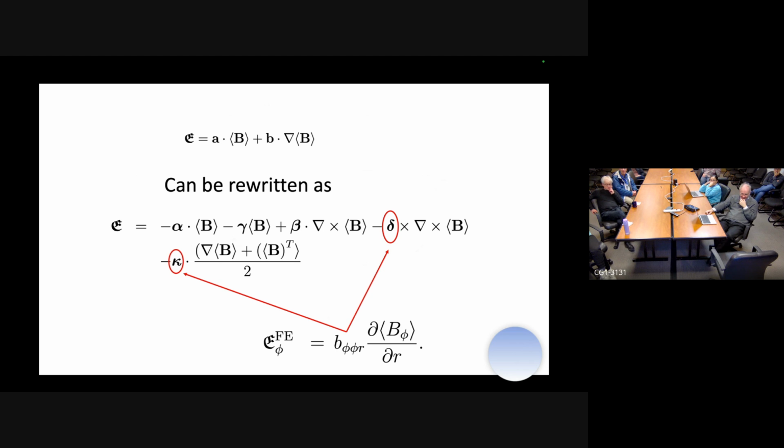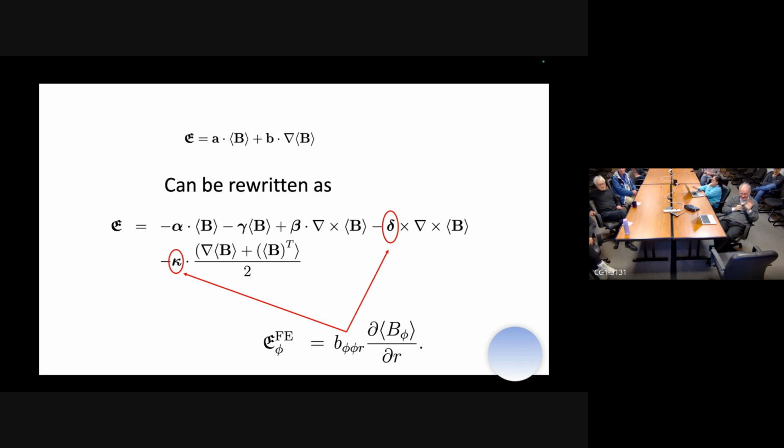I could have left it at B phi phi r, but usually we express it, we can write the EMF in terms of alpha, gamma, beta, delta, and kappa, in which case the B phi phi r goes into the delta and the kappa. And so the dynamo action due to the delta was studied by Rädler in the 60s and is called the Rädler effect.